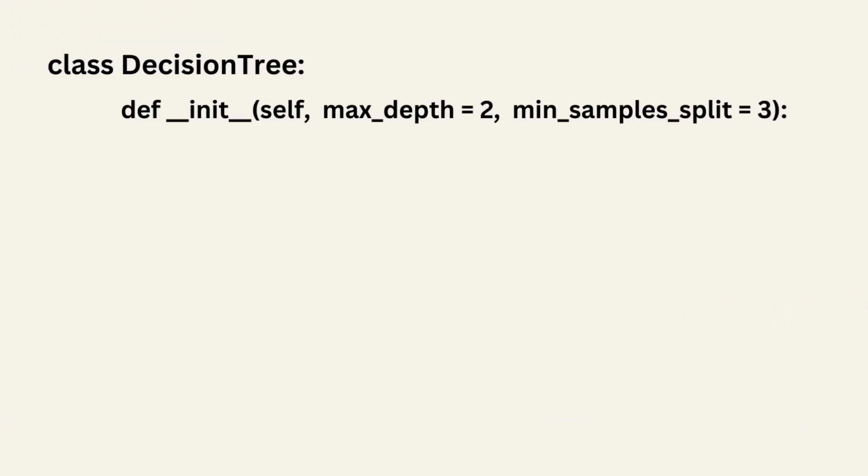Before we get into the code, first, let's see the methods that we are going to use in the decision trees code. First, we define our class named decision tree. Here we will create a constructor with the init method, which will initialize our newly created object.